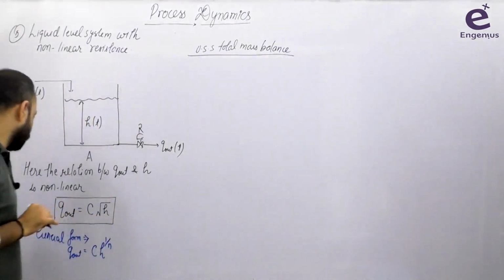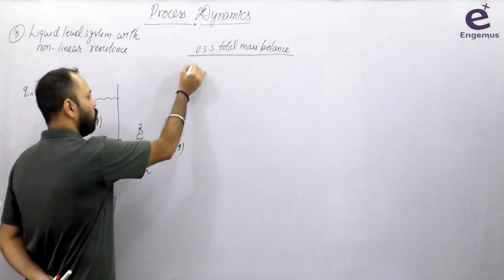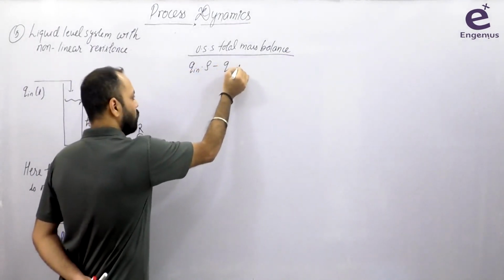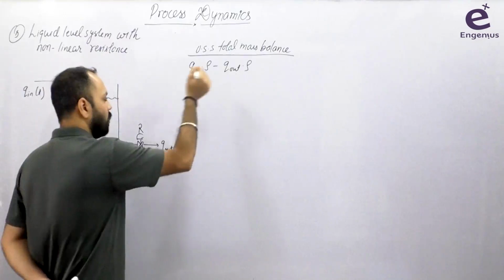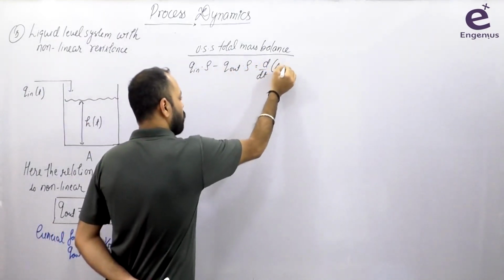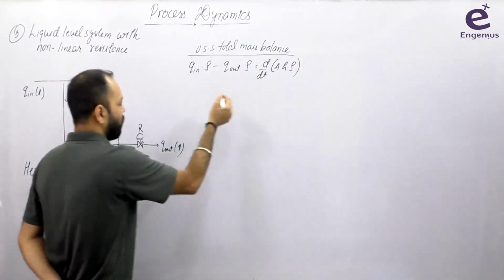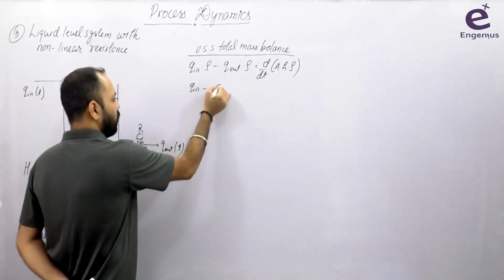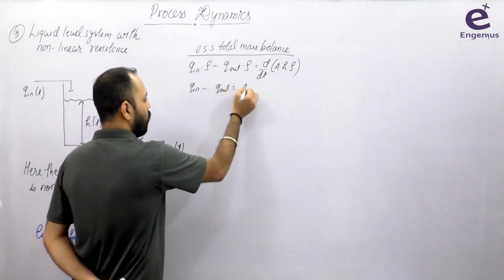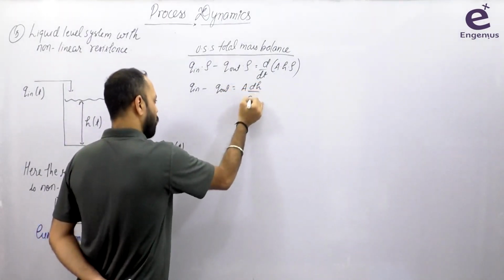लिखता है total mass balance. Same thing. Rho is constant. Q in into rho minus Q out into rho. जल्दी जल्दी लिख लो, कुछ इसमें समझाने वाला नहीं है. Is equal to d by dt of area into height into rho. Rho gets cancelled and you have this equation: Q in minus Q out is equal to A dH by dt.